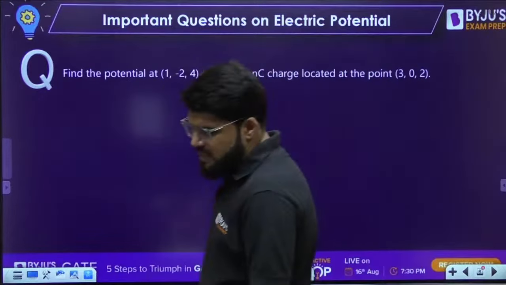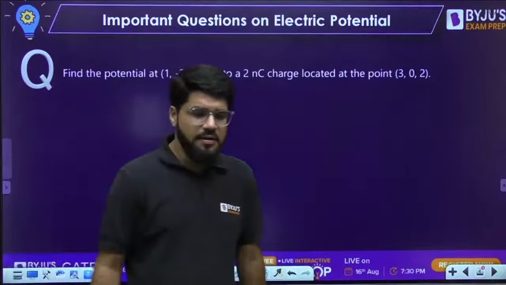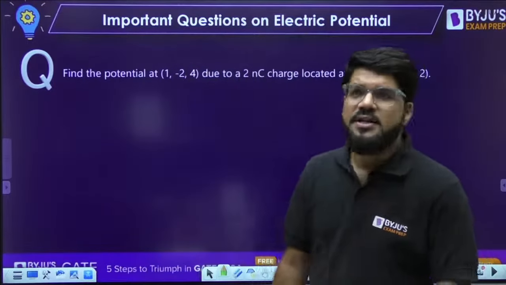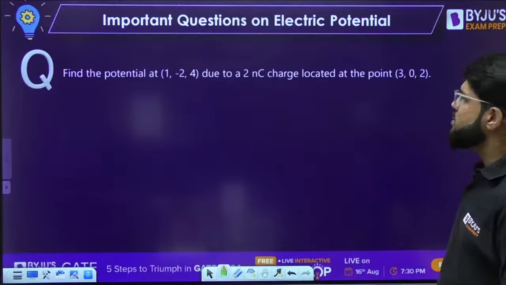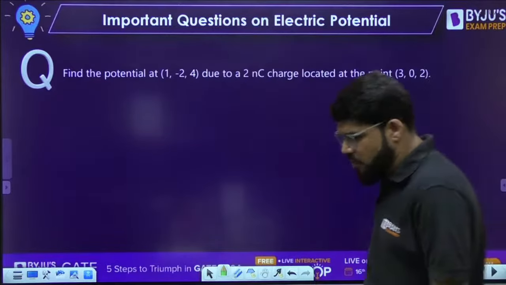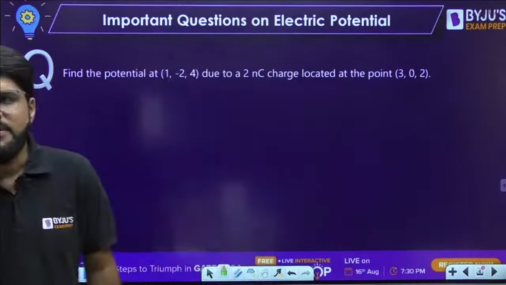Here it is, the first question for the day. Let's start with the simple one, the potential due to a point charge case. Find the potential at 1, minus 2, 4 due to a 2 nanocoulomb charge which is located at the point 3, 0, 2.